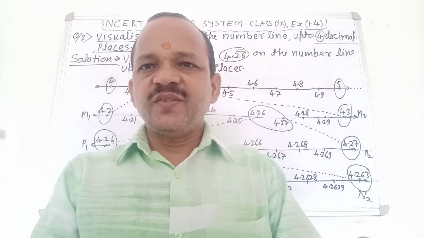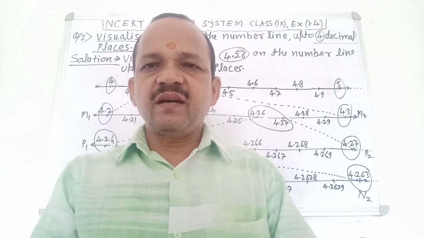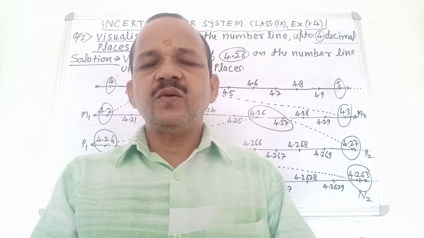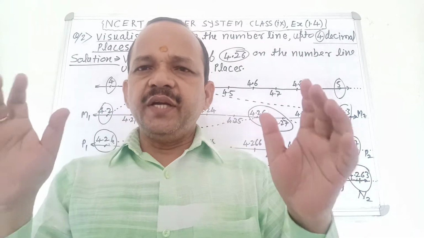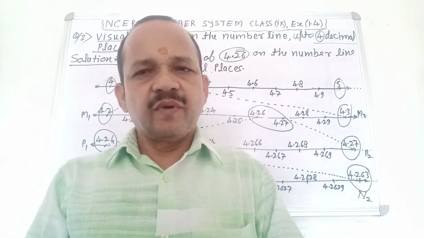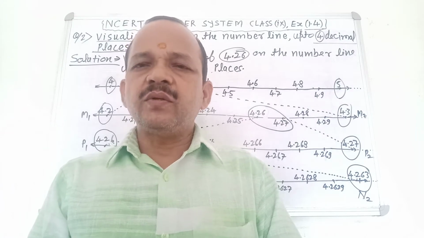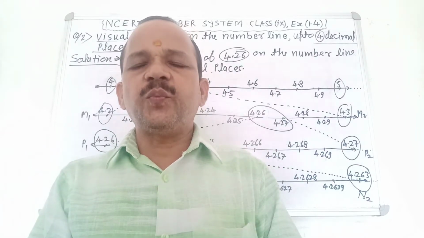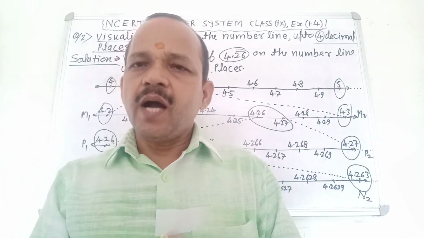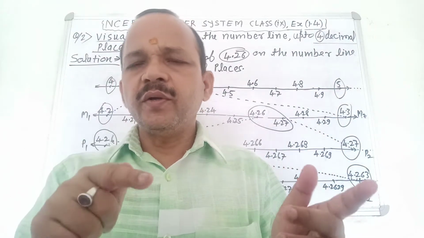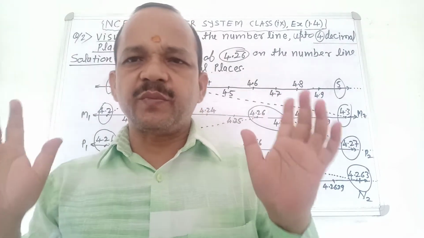Good morning class. Today I want to describe the number system for class 9th, exercise 1.4, question number 2. Concentrate your mind and listen to my words. Firstly, I want to describe the visualization of 4.26 bar on the number line up to 4 decimal places.